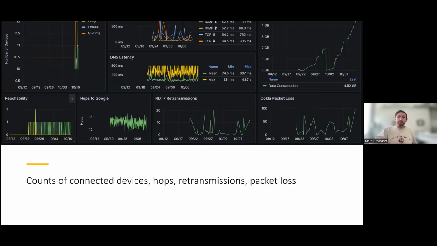Beyond speed and latency, we also measure a lot of other metrics. As I mentioned, we have the number of connected devices, hops, retransmissions, and packet loss. We can also detect outages on the device.